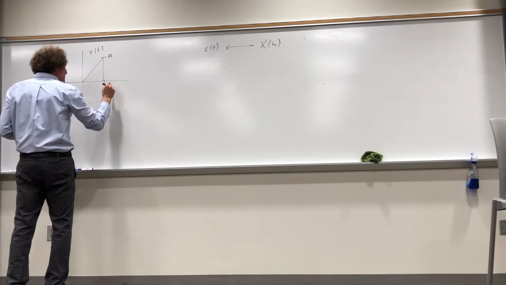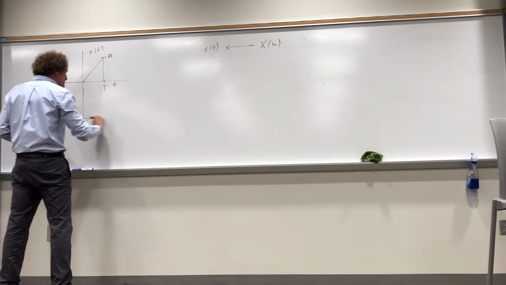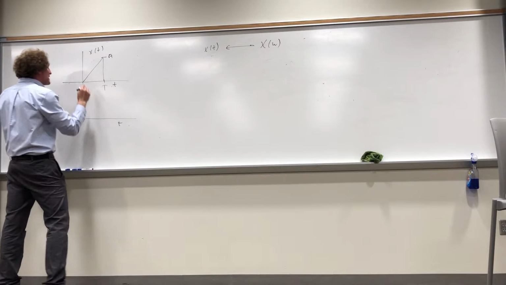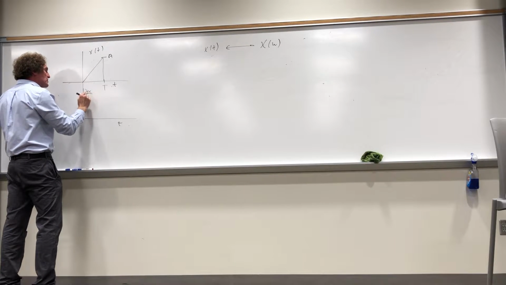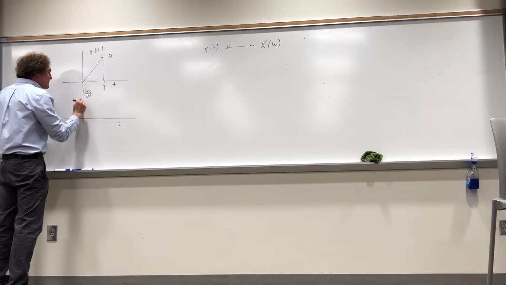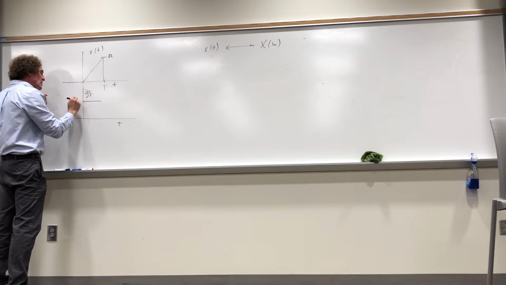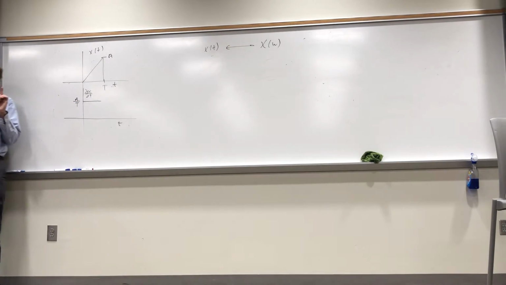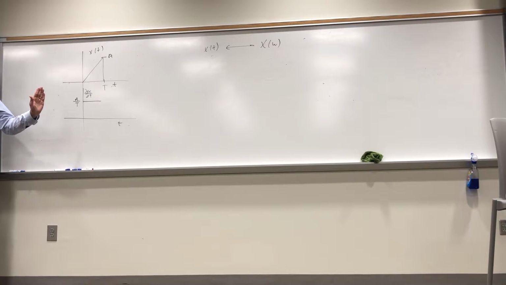But the next step I'm going to do is take a derivative of this with respect to t. So when I take a derivative of x with respect to t, now I get something with a height equal to A over capital T. Do you agree with me, everyone? And it stays there until what? Until T. And then what happens?